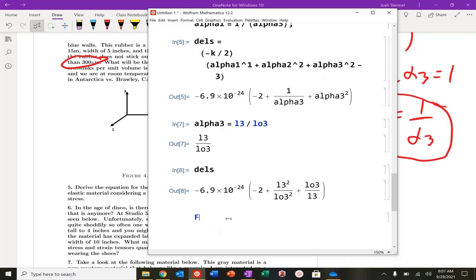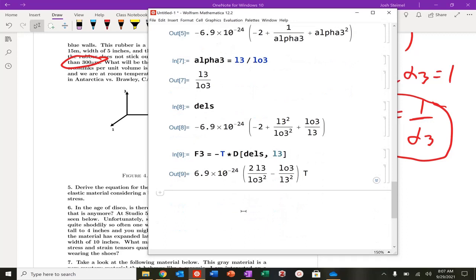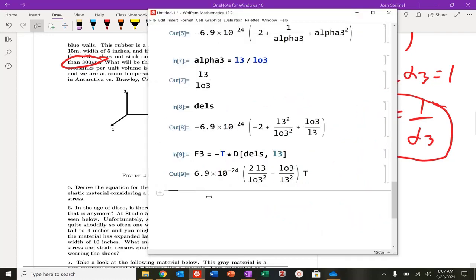Again, my F3 is going to be minus T times the derivative of del S with regards to L3, because I'm looking for the force in the 3 direction. So I have got that value. That is my value of force, and I can now plug in and solve for the rest of those values. So this is the force per chain. That's a very important distinction here. And I believe we're told that we could assume we're at room temperature, so we know what our T is, and I could substitute it in.